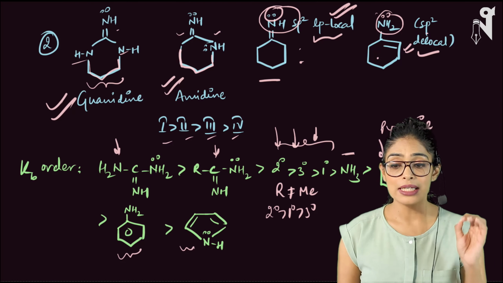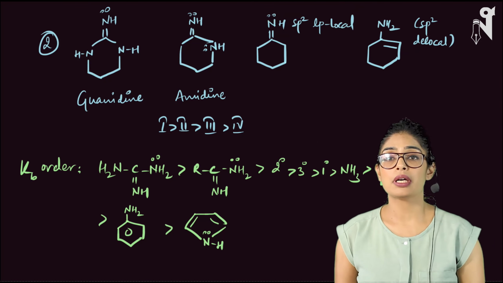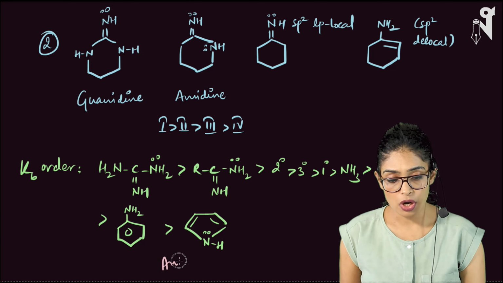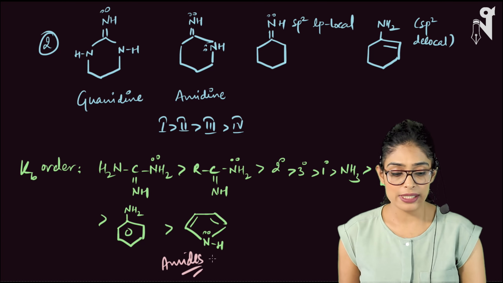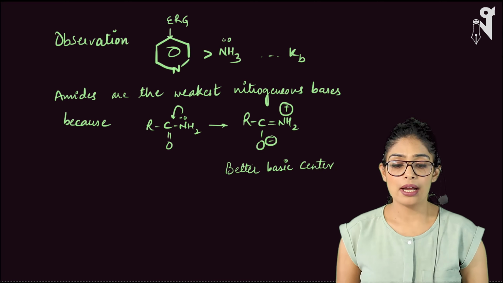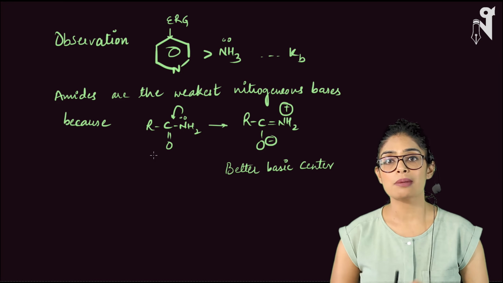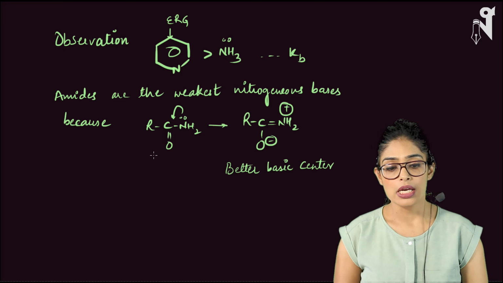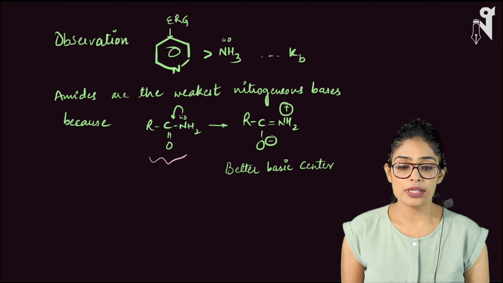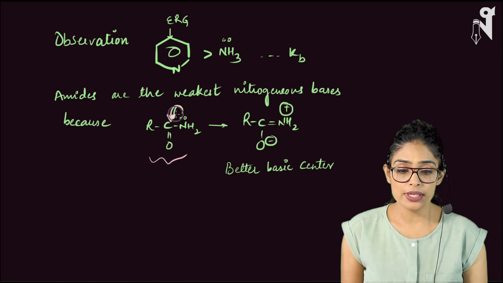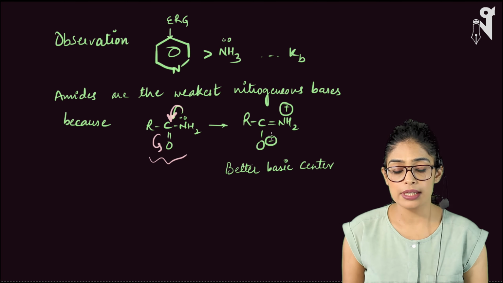Now, the last and the least basic compound is your amides. So when you talk about amides, why amides are least basic, let's understand. Amides are least basic. Why? Because in amide there are two electronegative atoms. One is nitrogen, another is oxygen, and the resonance happens in such a way that nitrogen gives away its electron density to oxygen and oxygen gets a negative charge.